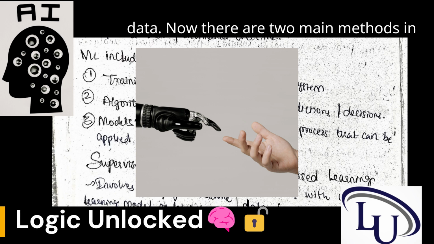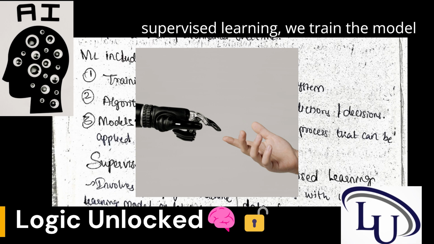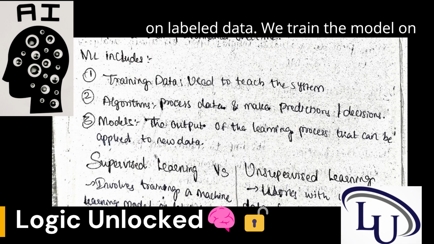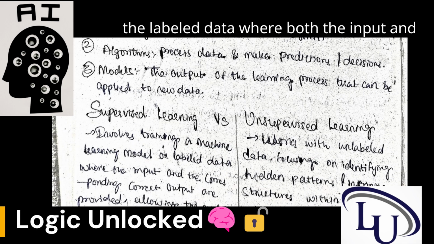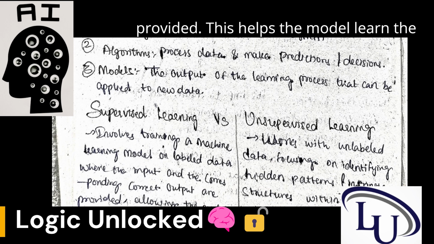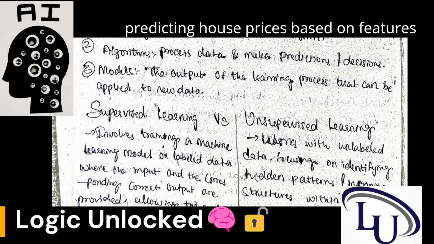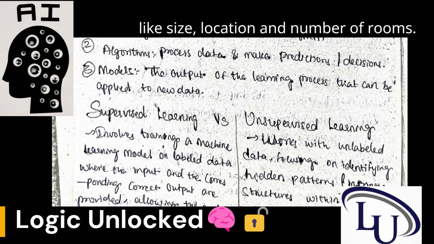Now, there are two main methods in machine learning. That is supervised learning and unsupervised learning. In supervised learning, we train the model on labeled data where both the input and the corresponding correct output are provided. This helps the model learn the relationship between them. For example, predicting house prices based on features like size, location, and number of rooms.